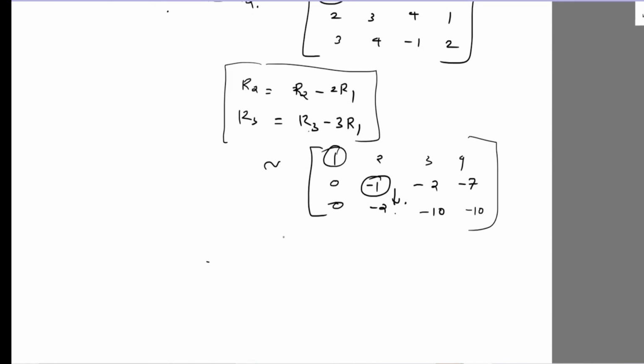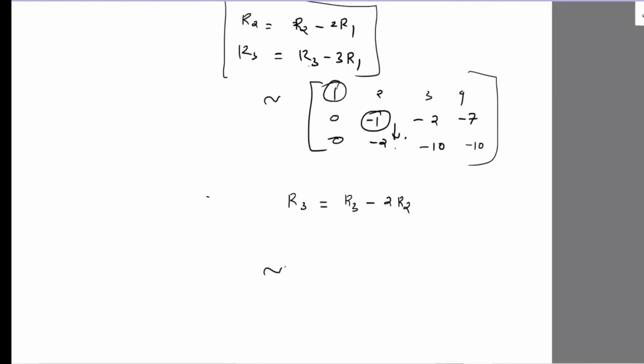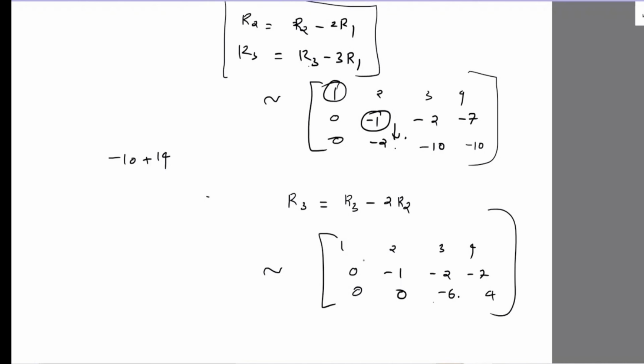Mark the second leading coefficient and make the below entries as 0. So the step will be R3 changes to R3 minus 2 R2. So the matrix will be 1, 2, 3, 4; 0, minus 1, minus 2, minus 7; 0, 0, minus 6, and the next element will be 4. So now this matrix is in echelon form.